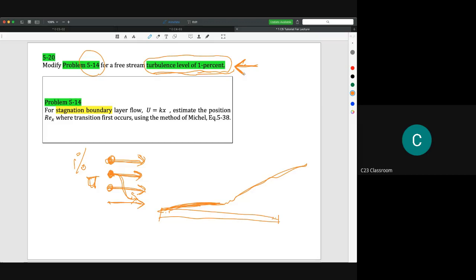Because if the free stream velocity is totally turbulent, there is a high possibility that the laminar boundary layer cannot be formed. It would be very short, and the laminar boundary layer would immediately change into turbulent, because the free stream velocity incoming to the plate is already turbulent. So this is the idea behind the turbulence level of 1%.